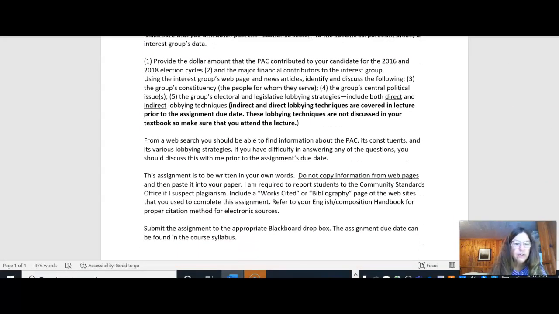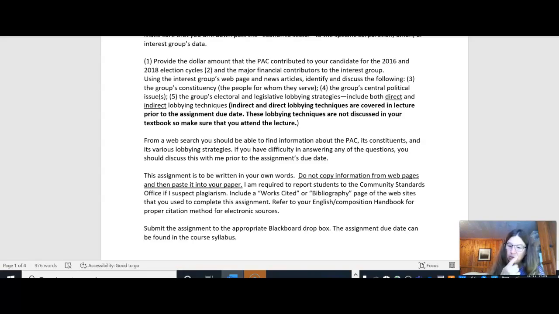The instructions are fairly easy. Provide the dollar amount contributed to your candidate for 2016 and 2018 election cycles. OpenSecrets.org is going to be the best source. The major financial contributors to the interest group? Well, that would be the PAC that PG&E formed, which then allows them legally to make contributions. So it's actually corporate money that's going.